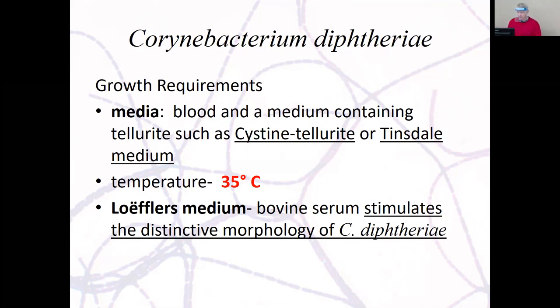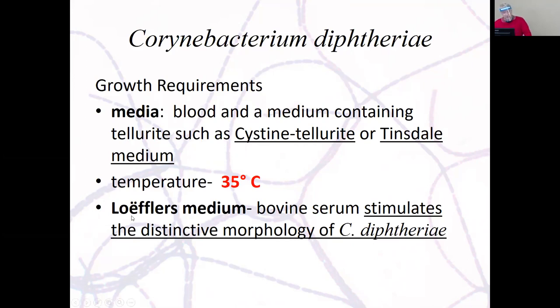The media you need to think about is that we need tellurite for growth requirement. So blood and medium containing tellurite is Corynebacterium diphtheriae's requirement. So it can be cysteine tellurite, it can be Tinsdale medium. Any of those have tellurite in them. So we always try to make sure you associate tellurite with Corynebacterium. Temperature is a little less than 37, so we wouldn't really make a big change in the temperature, because most of the time our incubators aren't up to 37. If you open the door, they're at 36 already.